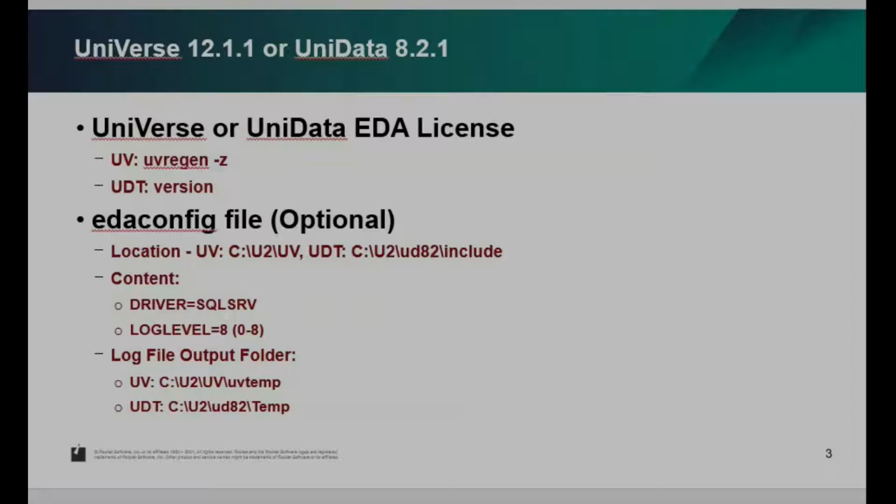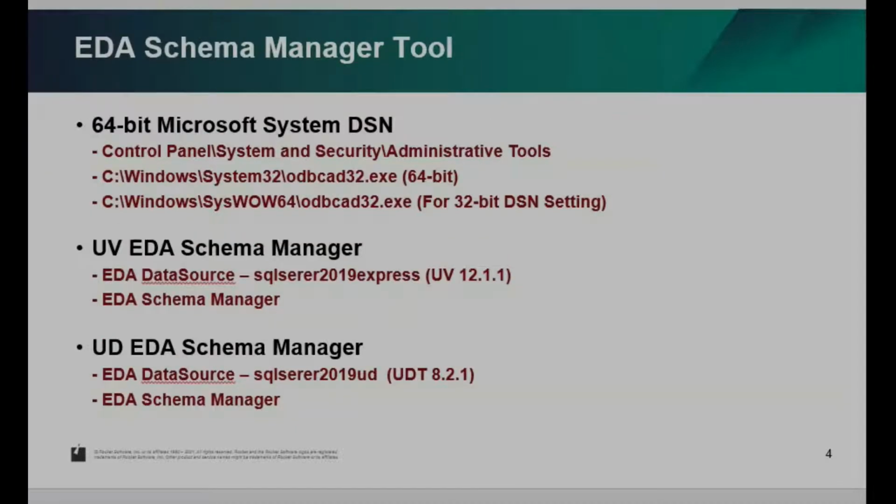After you set it, when you make any EDA connection, you will see a log file created. The log file is basically in the temporary folder. By default, Universe will be the C, U2, UV, UV10 folder. Unidata will be the C, U2, UD82, and 10 folder. So when you set up everything, then you try to set up your ODBC DSN, set up the system DSN.